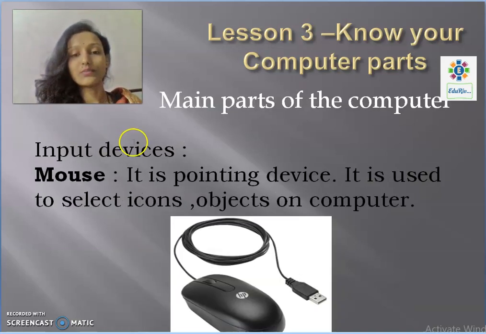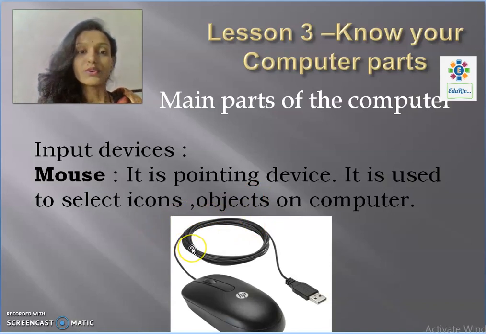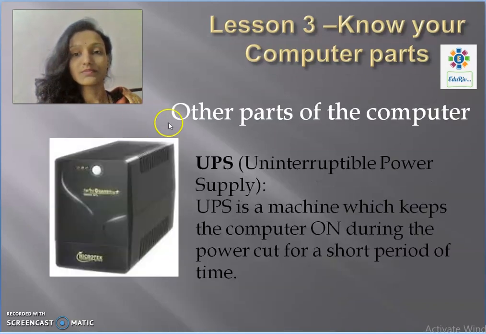mouse. It's an input device. It is pointing device. It is used to select icons, objects on the computer. We can use mouse for drawing also, right, in paint function. Now the next one is other parts of computer.